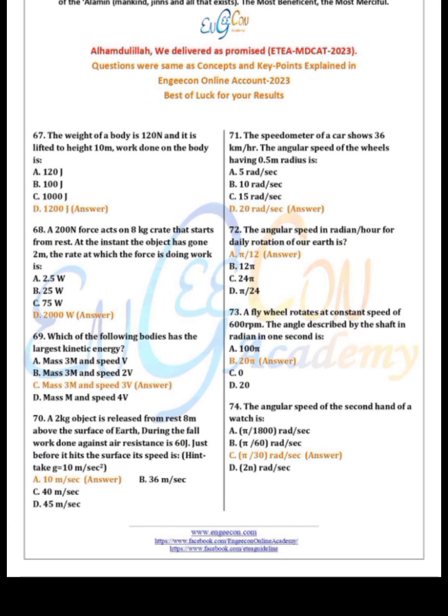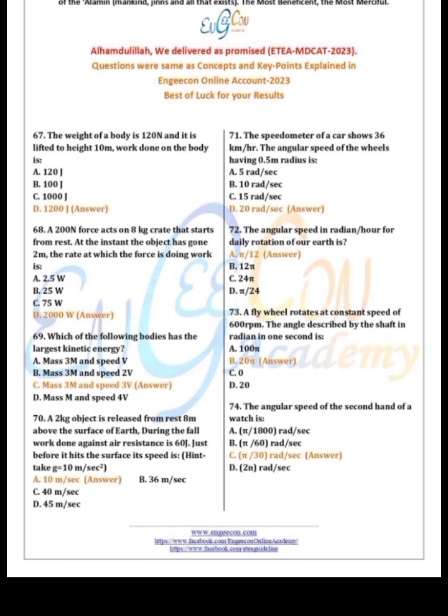Now comes 67. The weight of a body is 20 Newton and it is lifted to a height of 10 meter. Work done on the body will be what? A 120 joule, B 100 joule, C 1000 joule, D 1200 joule. Correct option is 1200 joule. 68. A 200 Newton force acts on an 8 kg crate that starts from rest. At the instant the object has gone 2 meters, the rate at which the force is doing work is what? Correct option is D, 2000 watt.